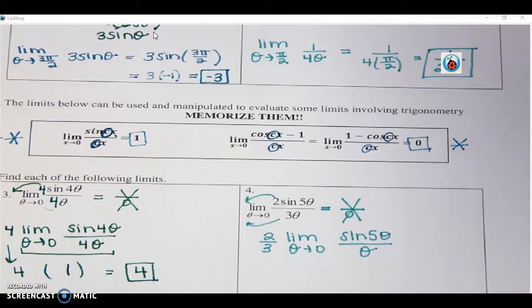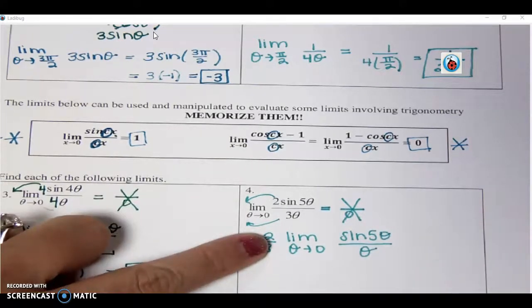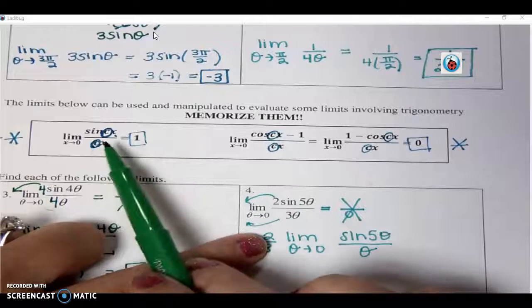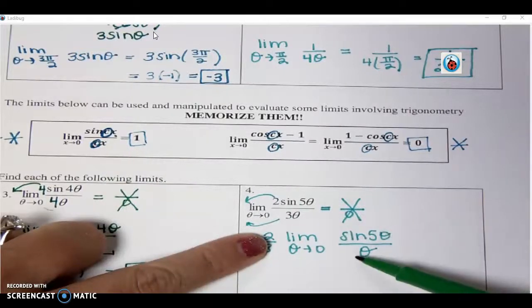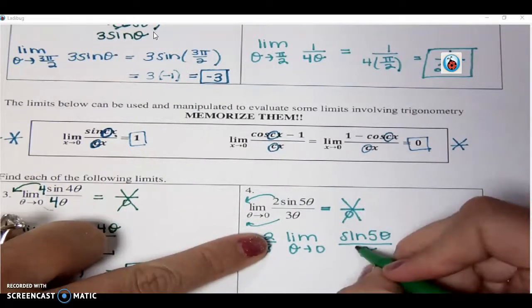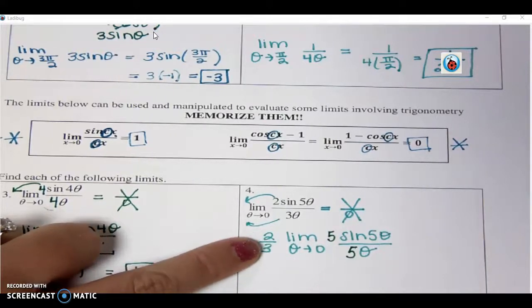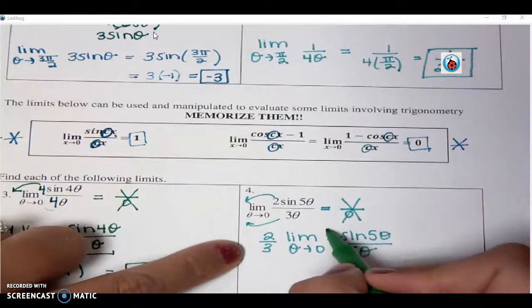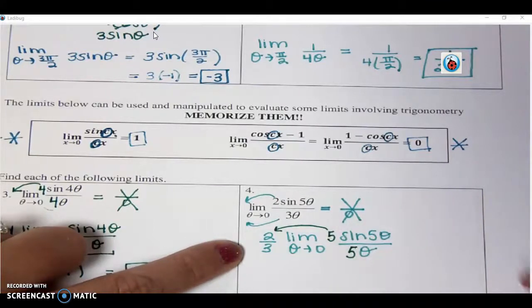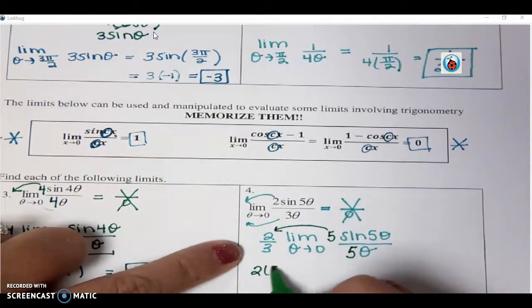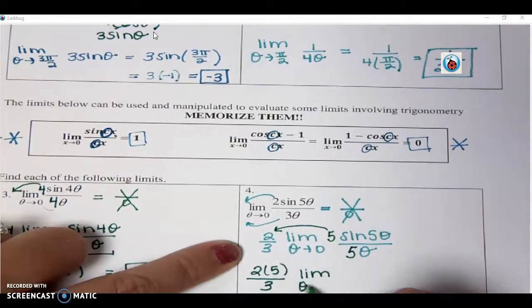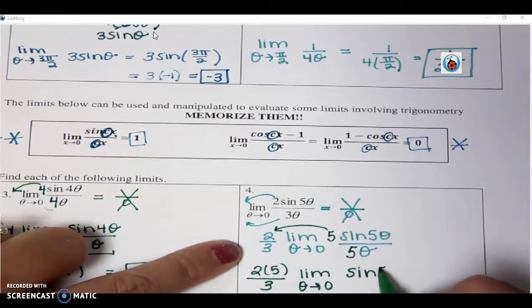So from there, just ignore the 2/3 for right now. If I want to use this property up here, it says if there's a 5 theta here, there has to be a 5 here. So if I put this 5 in the denominator, remember I have to also put it in the numerator. That's fine. I just want to move this 5 out. So if you move this 5 out here, you're going to have 2 times 5 in the numerator over 3, the limit as theta approaches 0. All you have left in the numerator is sine of 5 theta over 5 theta.